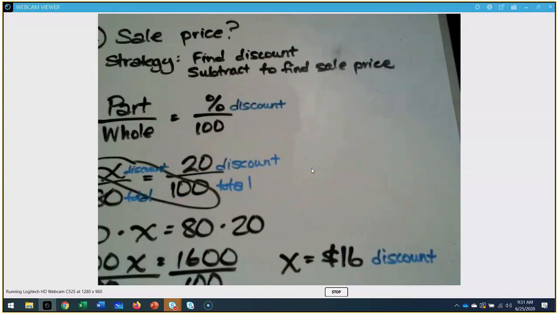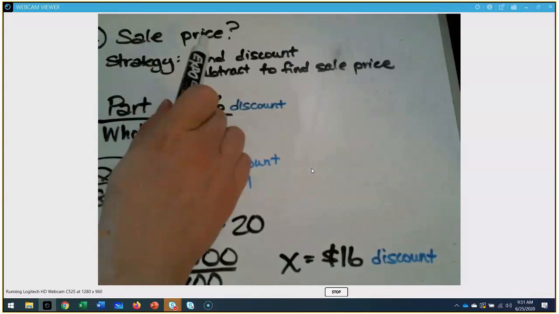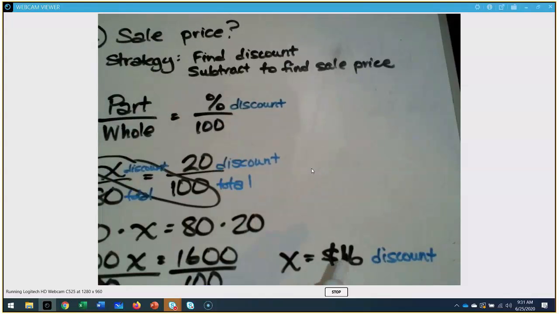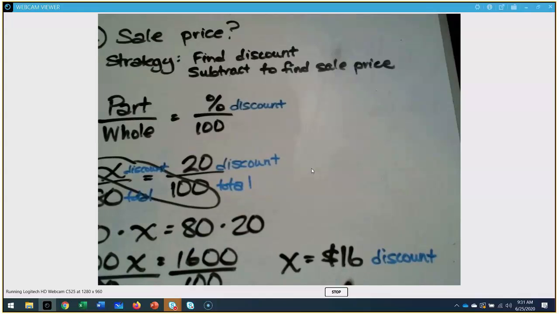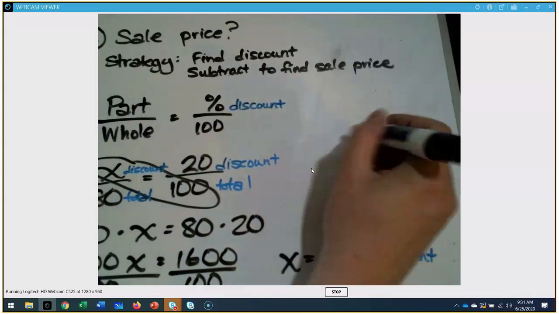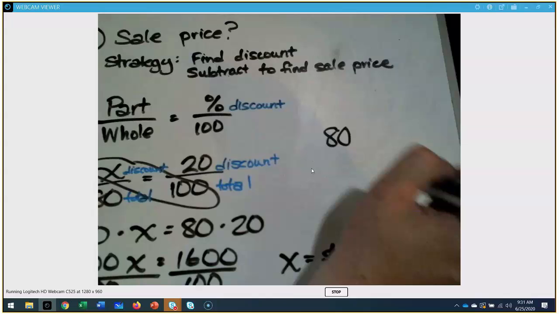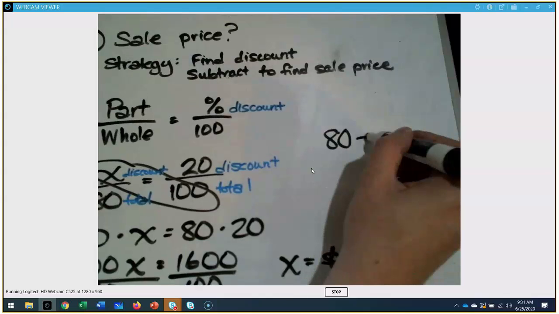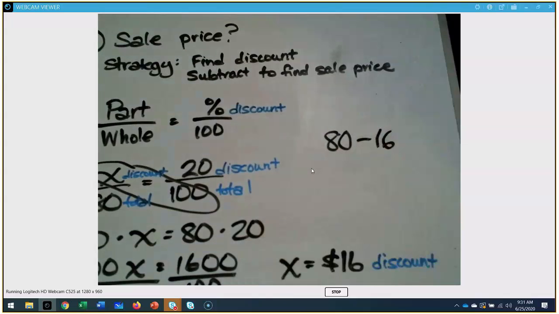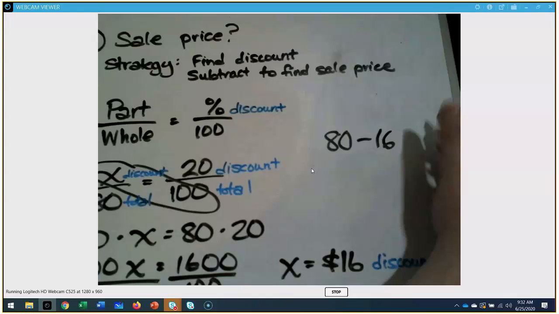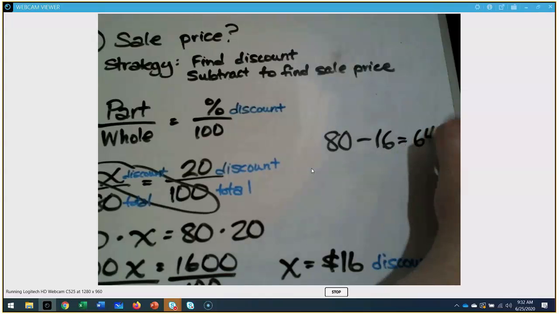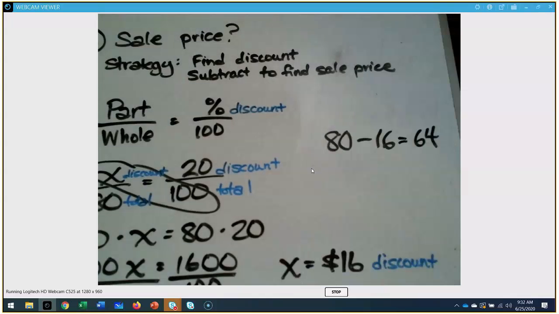Okay, that is not what the question wanted. The question wanted the sale price. This is not the sale price. This is how much money comes off the original. The original was $80. You're getting a $16 discount. So the sale price is $64.